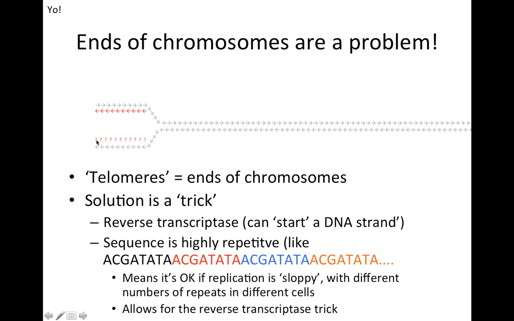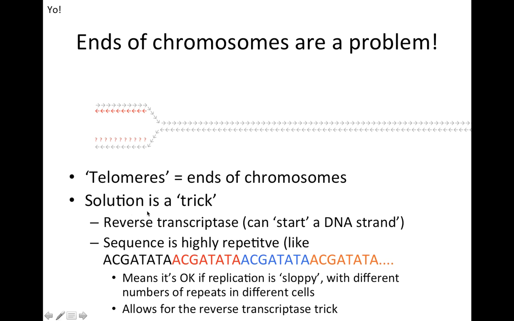Because we need to start here, but we need to start with an RNA, and the only way the RNA is replaced is if we come in from the left with some DNA to replace it. But we can't do that because there's nothing over here to complement. There's no place over here to start. So here's what I'd like you to know about this. We call these ends of the chromosomes telomeres.